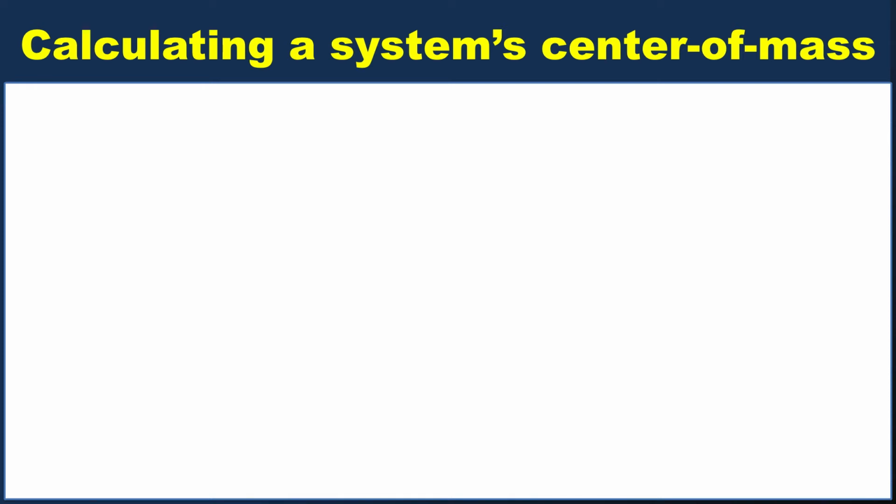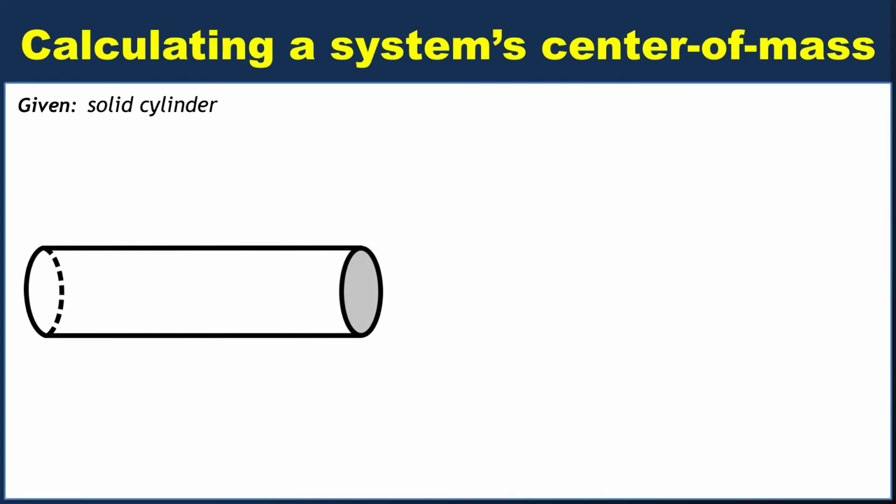We're going to practice calculating a system's center of mass, but this time with a continuous distribution of matter. So imagine that we're given a solid cylinder that looks something like this. Solid just means the opposite of hollow, namely that there's material inside the cylinder. Its mass is big M, its radius is big R, and its length is big L.